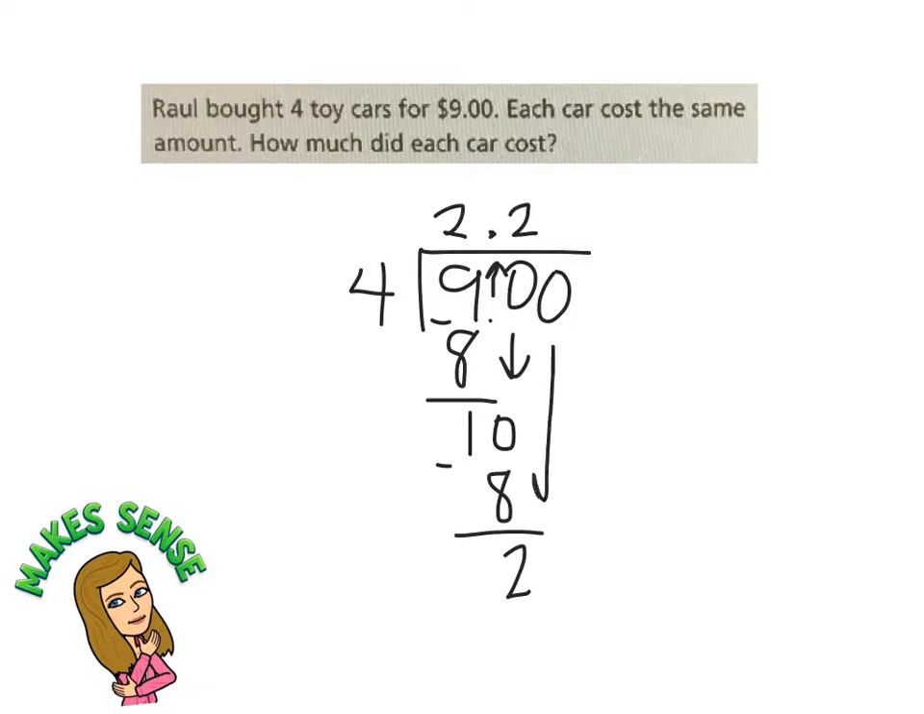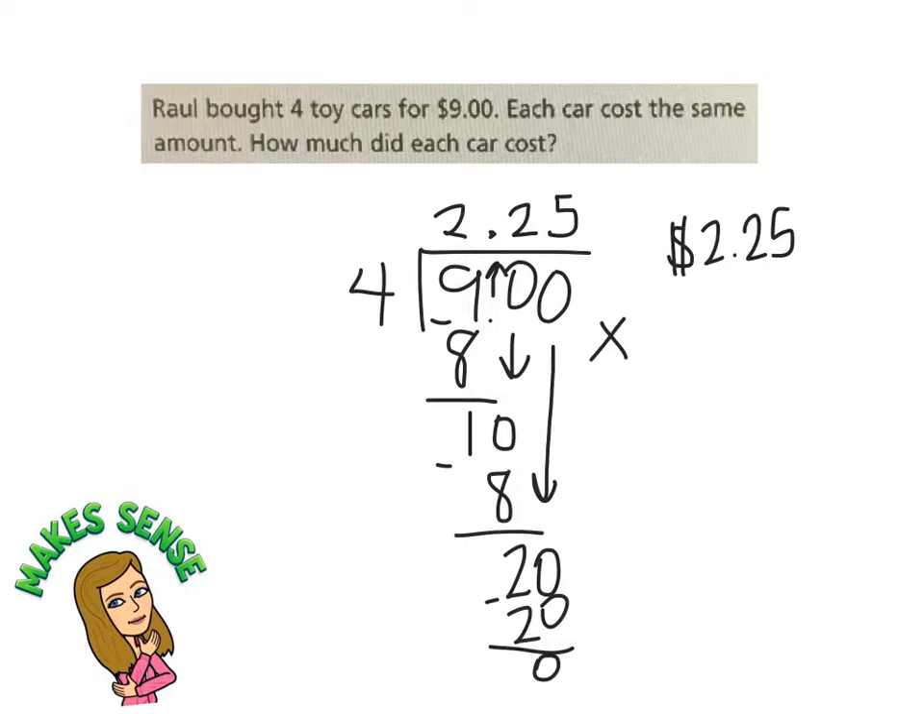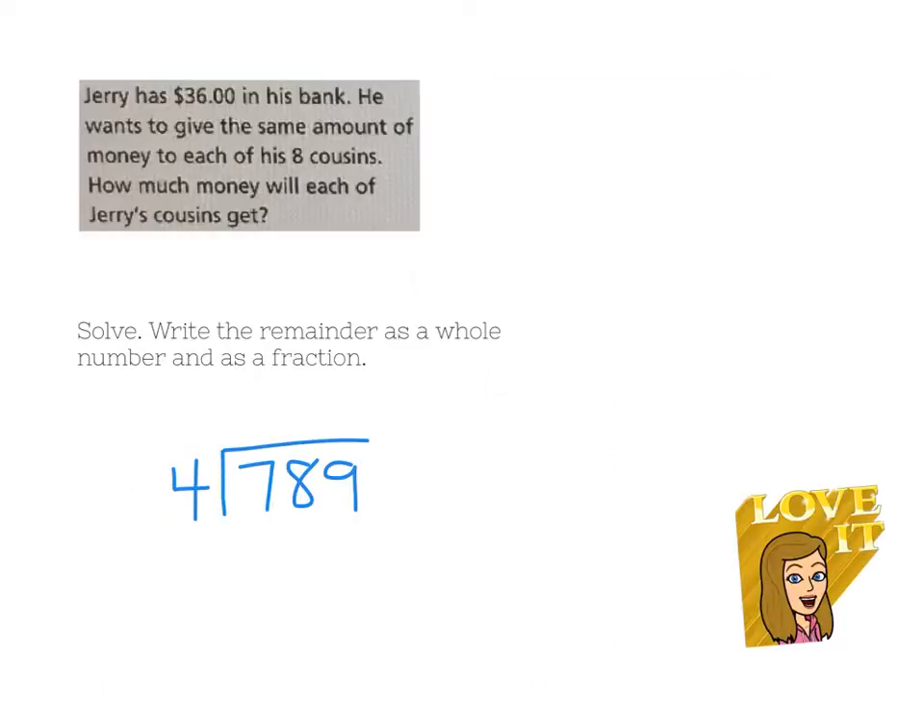Bring down the last number here to make 20. 4 goes into 20 perfectly 5 times. 4 times 5 is 20. When I subtract, nothing left over, no numbers to bring down, and I figured out with the decimal point that each car would cost $2.25.